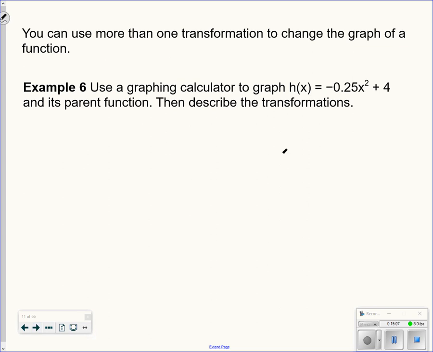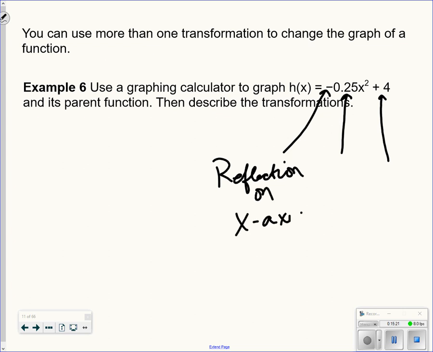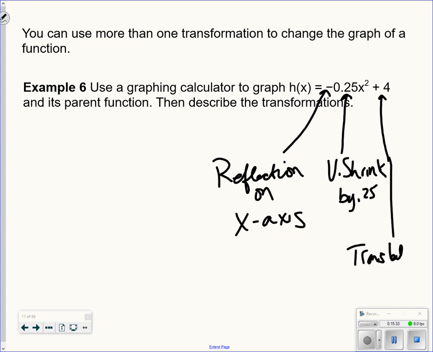All right, welcome back. So this negative sign means something, the 0.25 means something, and the 4 means something. So each one of those means something different. The negative sign is a reflection on the x-axis. The 0.25 is a vertical shrink by 0.25. And then the 4 is a translation up 4.